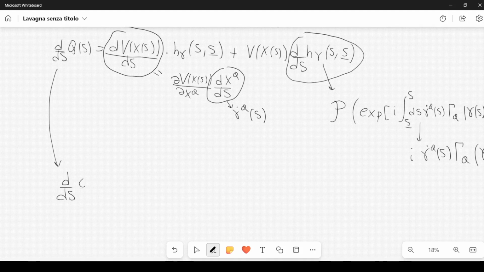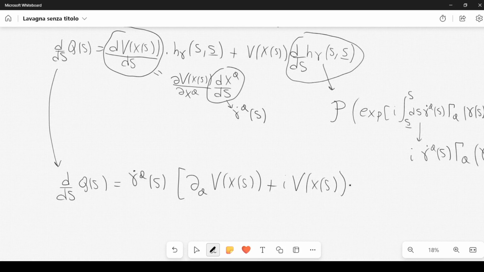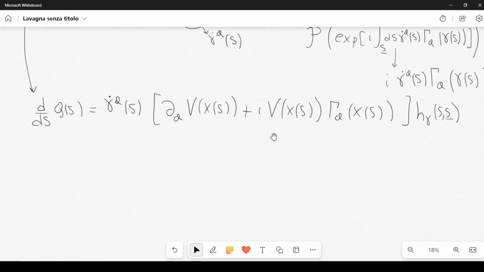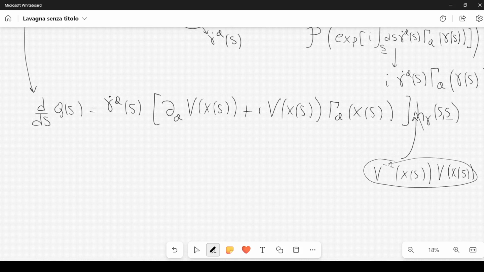Derivative with respect to s of Q(s) is equal to, now we can factor out \dot{\gamma}^a(s), and then here we have the partial derivative with respect to x^a, so we can write ∂_a V(x(s)) plus i V(x(s)) Γ_a(x(s)) h_γ(s) underlined, like this. Now this can be manipulated further. At this point in here, I'm going to put V inverse(x(s)) V(x(s)), which is just the identity. So I'm simply inserting the identity in this position here.